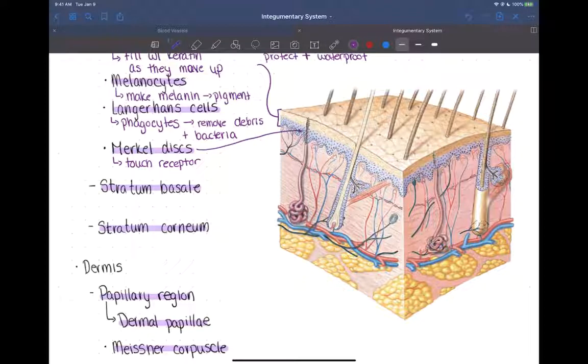The deeper the receptor is in the skin, that would be more for pressure. So you would need more pressure to activate those receptors. So these Merkel discs, because they're in the epidermis, they would detect a lighter kind of touch. All right. And so they're going to be part of the nervous system. All right. So they're going to send that information about touch to the nervous system.